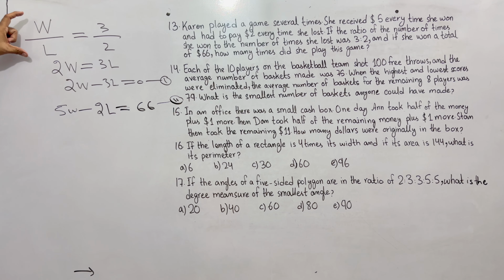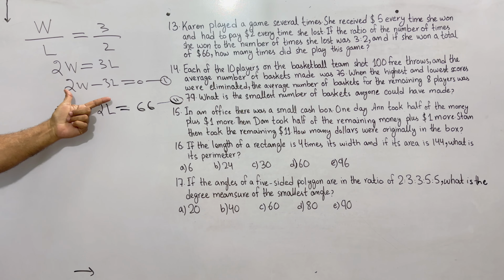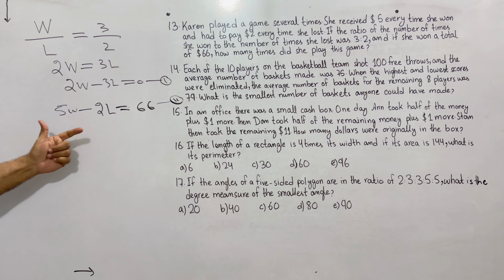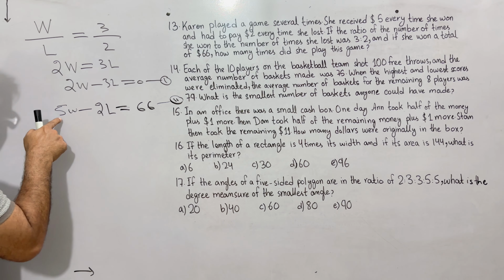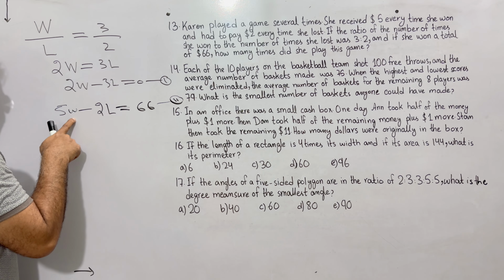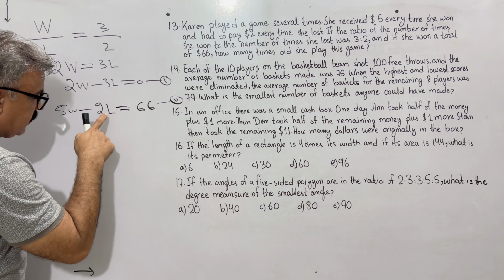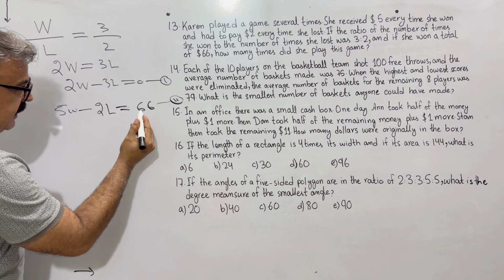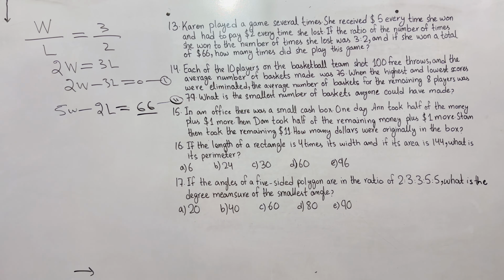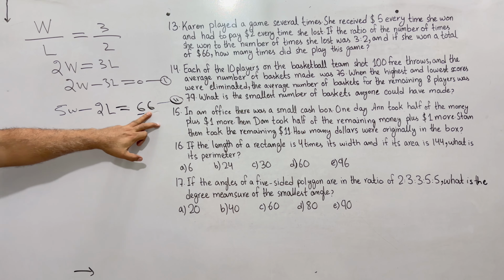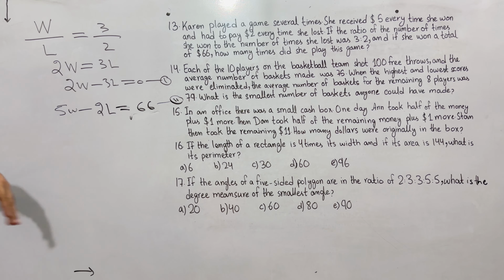Win and loss ratio is given to us as 3:2. We have settled down a linear equation. That is, a total of $5 is to be obtained when she won, $2 she has to give away whenever she loses, and the revenue she has generated is a total of $66. These are two equations. Now solve for W and L in order to find the total number of times she played that game.